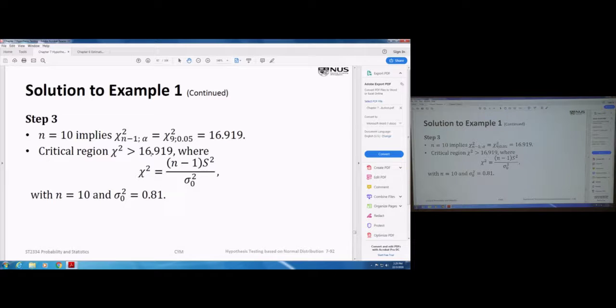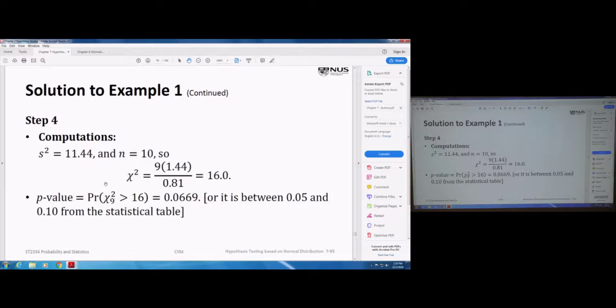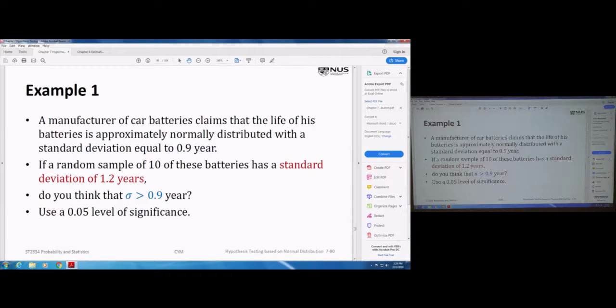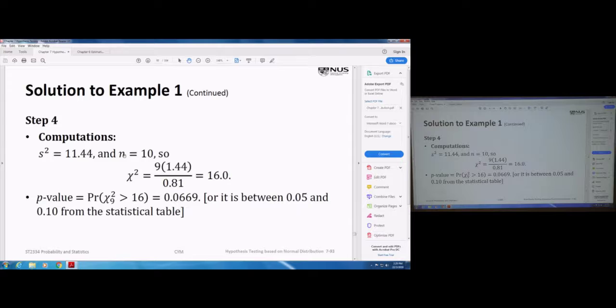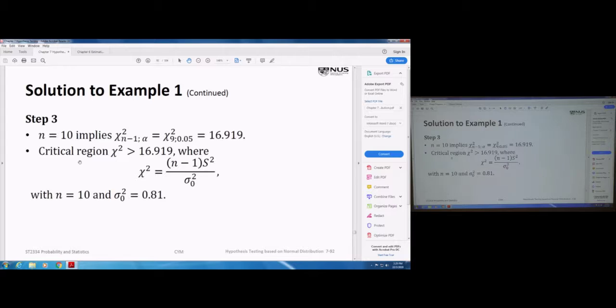This is our test statistic. This is the number of data points. This is our null hypothesized value of sigma squared. So the standard deviation is 1.2, so if you square it, it should be 1.44. The number of data points is 10. So this chi-square statistic is 1.44. Yeah, that makes more sense. This is not 11.44, it's 1.44. Again, it's a typo. So the statistic is n minus 1, which is 9, times s squared over 0.81.